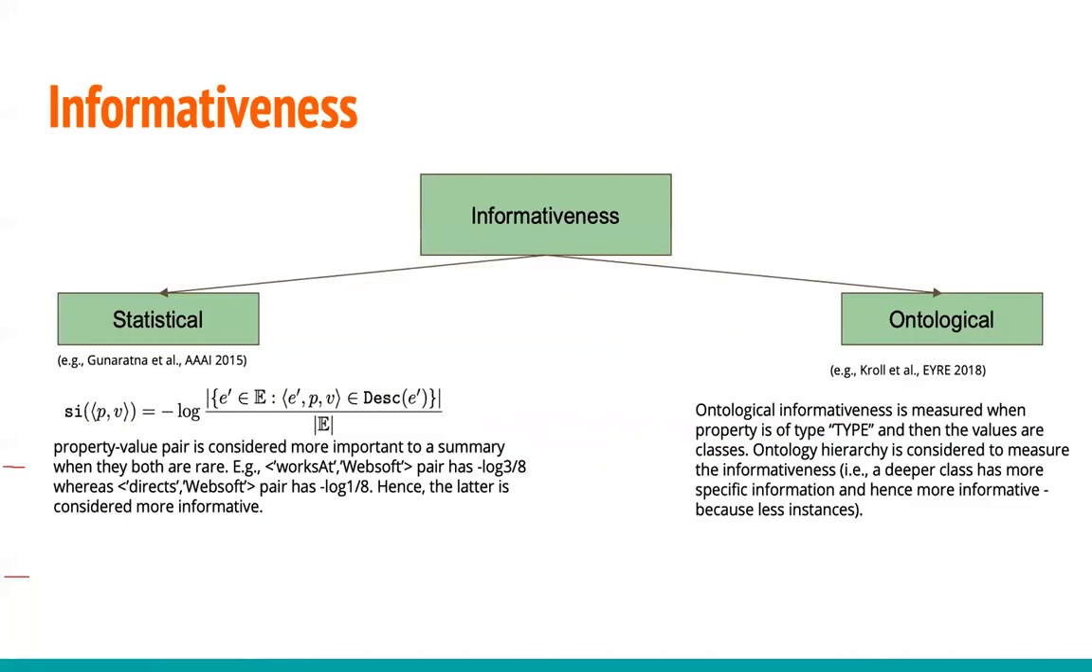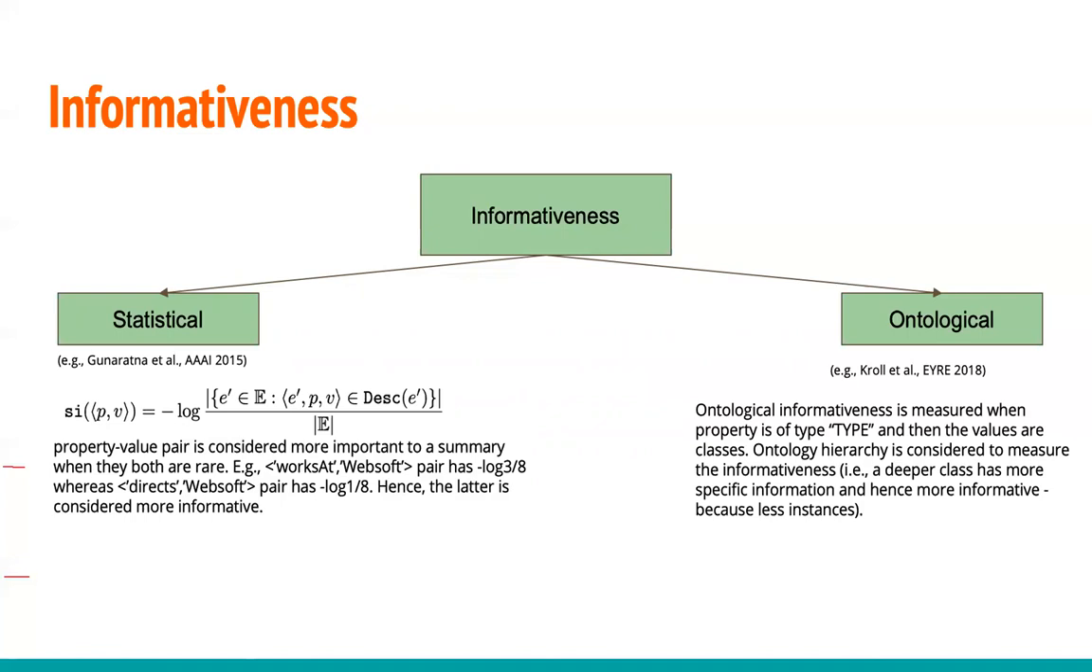So next we'll talk about informativeness. We saw now the frequency aspect. Now we look at the informativeness. So informativeness can be divided into statistical and ontological.